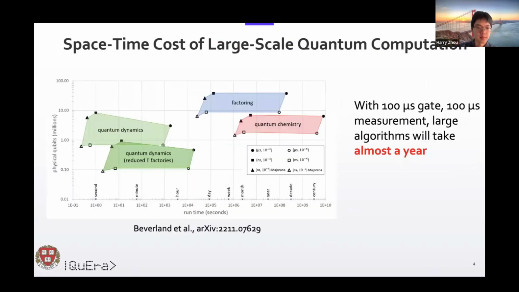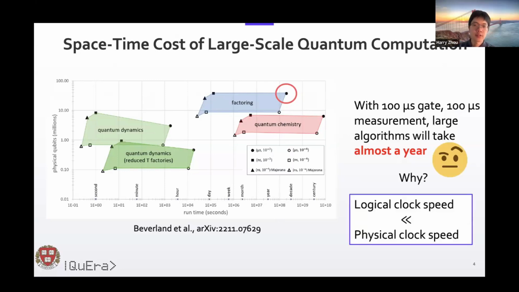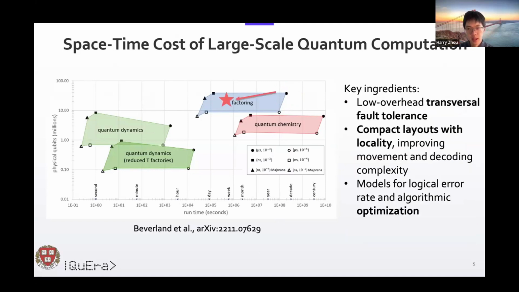If we look at some of the early estimates, for example, from this paper from the Microsoft team, you'll see numbers like this. For example, if we take a 100 microsecond gate and a 100 microsecond measurement, something that is fairly typical for a neutral atom system, you'll see that large-scale factoring would take something like, on the vertical scale, several years and 30 million qubits in this particular estimate, which is prohibitively large and also a prohibitively long runtime. The main reason for this is that the logical clock speed here is a lot slower than the physical clock speed.